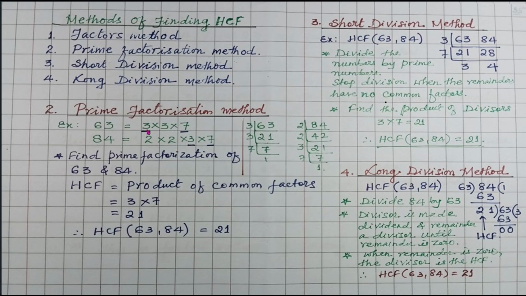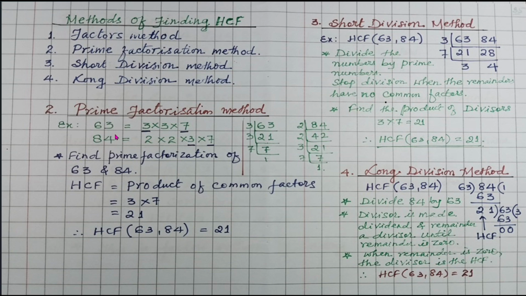The factors of 63 are 3, 3, 7. The factors of 84 are 2, 2, 3, 7. Now 3 is common here and 7 is common here. Please understand this very carefully. So I have to take 3 and 7 and multiply them, so I get 21. So 21 is the HCF of 63 and 84.